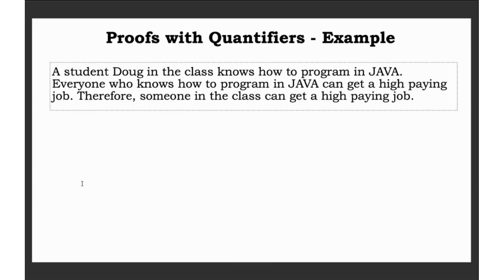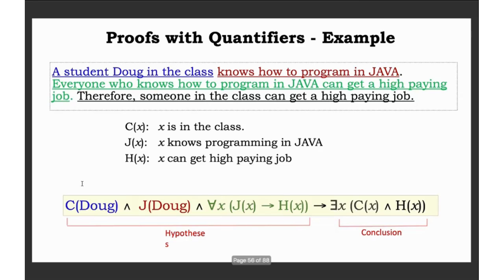Let's do this example before we conclude the class. A student, Doug, is in the class and he knows how to program Java. Everyone who knows how to program in Java can get a high-paying job. Therefore, someone in the class can get a high-paying job. This last part is a conclusion, and this is the sort of information we have.